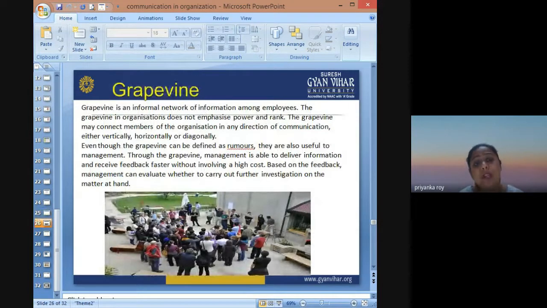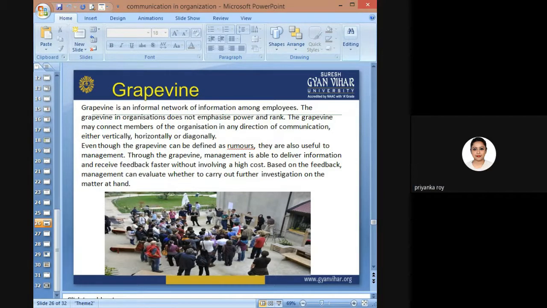The grapevine is an informal network of information among employees. The grapevine in an organization does not emphasize power and rank. It may connect members of an organization in any direction of communication, either vertical, horizontal, or diagonal. Even though the grapevine can be defined as rumors, it is also useful to management.